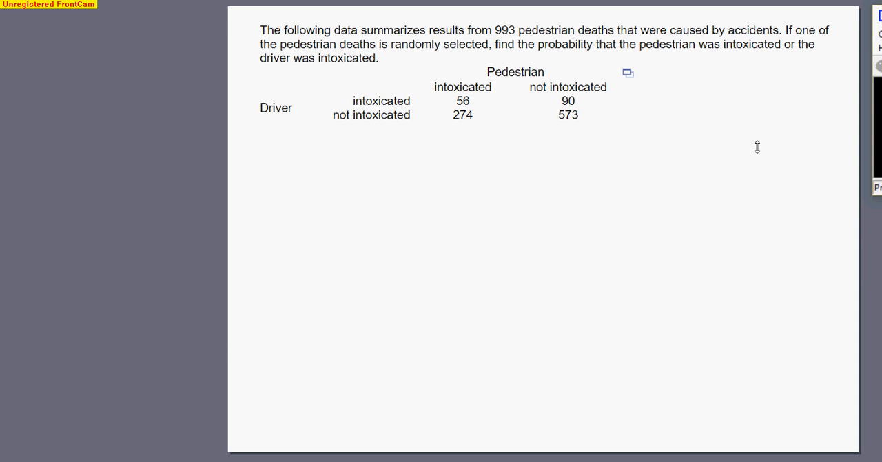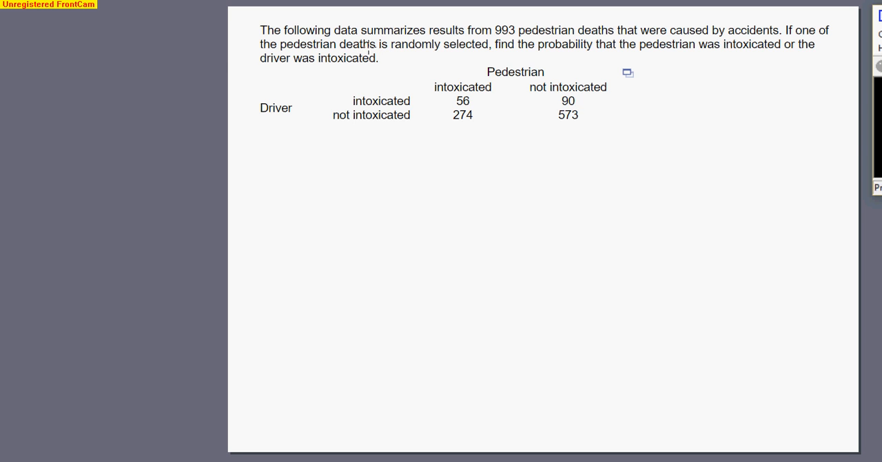Okay, here's a problem from homework number 9. It says the following data summarizes results from 993 pedestrian deaths that were caused by accidents. Pedestrians are people who are walking in crosswalks. If one of the pedestrian deaths is randomly selected, find the probability that the pedestrian was intoxicated or the driver was intoxicated.